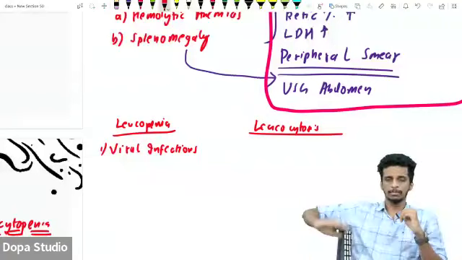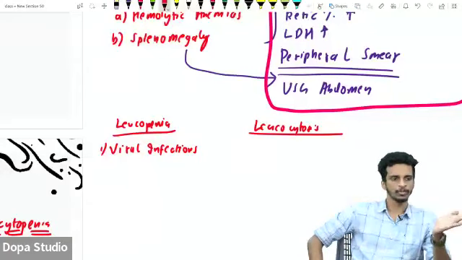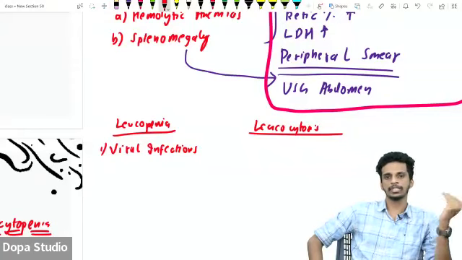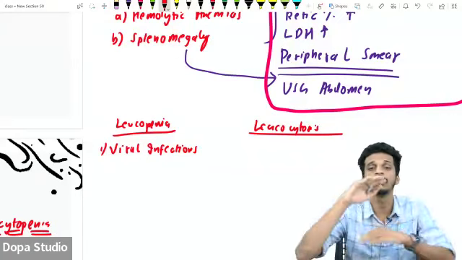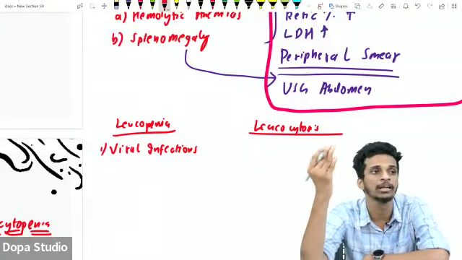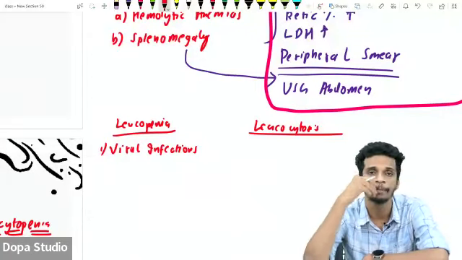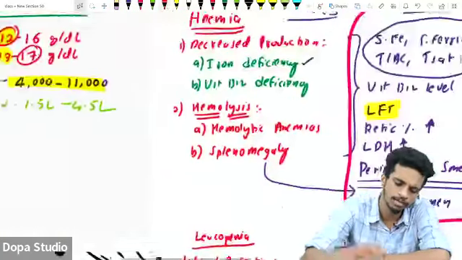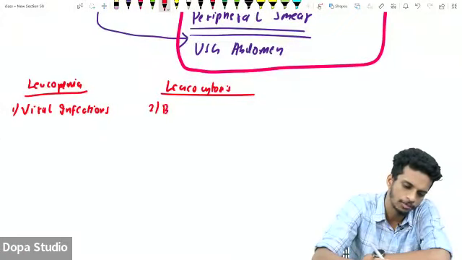So when we look at the CBC of a patient who comes to you with complaints of fever and cough, and we are suspecting an upper respiratory tract infection, we do a complete blood count. If we find the WBC count to be on the lower side, we suspect a viral illness like influenza. And if we see the WBC count to be high, a leukocytosis, we suspect a cause secondary to bacteria. So in bacterial infection there will be leukocytosis.